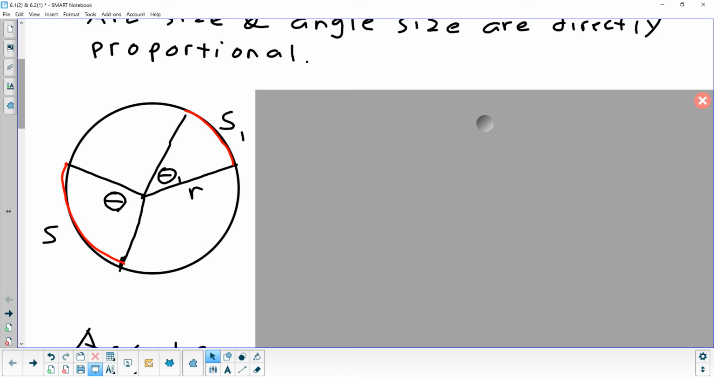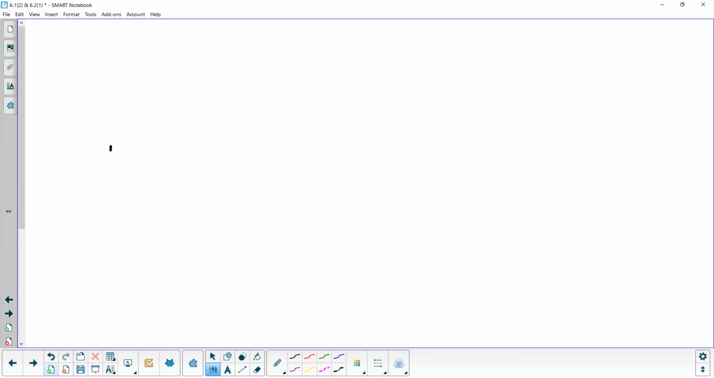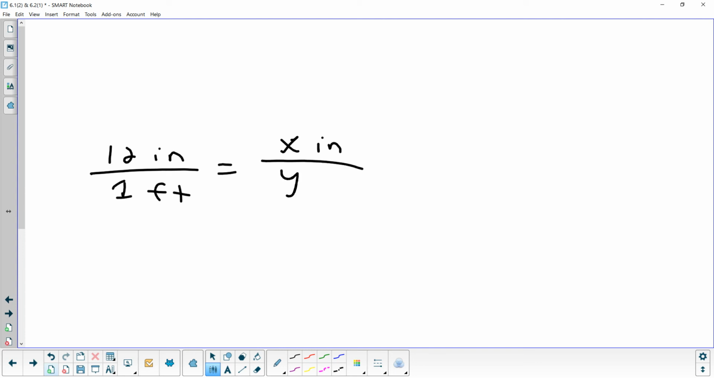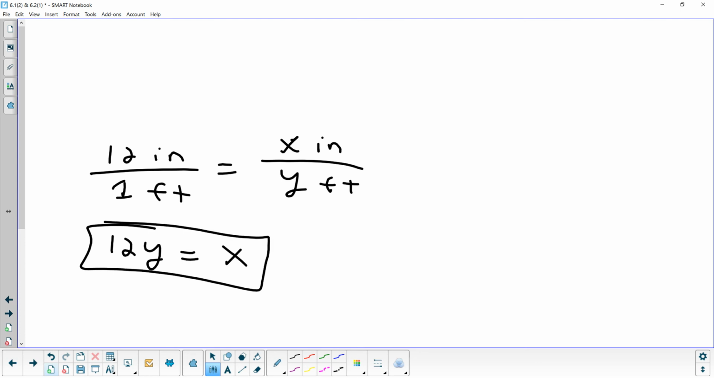Just like a connection between inches and feet. 1 foot equals 12 inches. Once you have something to start with, you can use that in your proportion to figure out anything you want to know. So if I had, for example, 12 inches equals 1 foot, and then we had something like x inches over y feet, and you wanted a formula to convert feet to inches or inches to feet, all you'd have to do at this point is cross multiply, and you'd have 12y equals x, and that's one way you could write the formula, where x is inches and y would be feet.